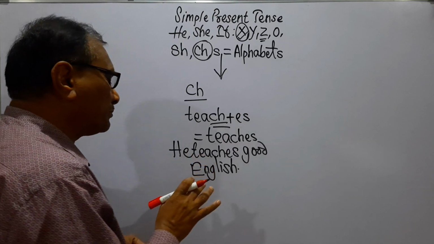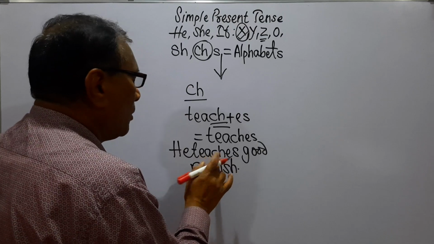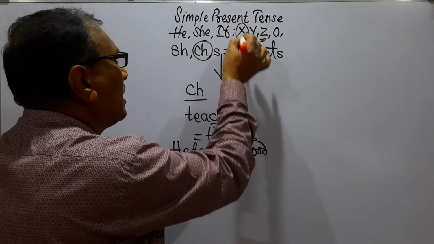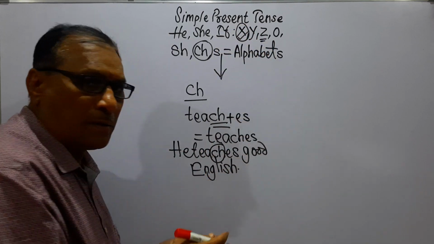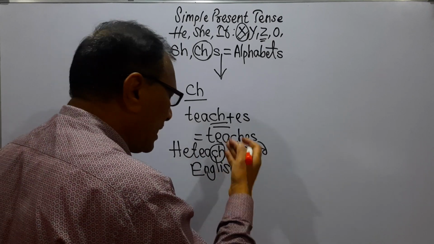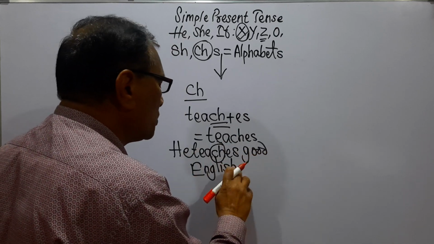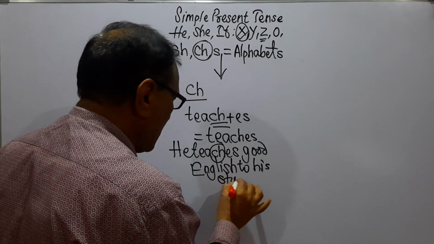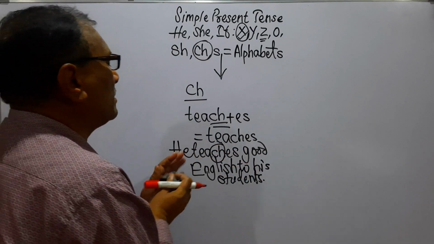So, remember here, this is the he subject. That's why, and at the end of the verb, there is CH, so I used the ES suffix as per the rule. And then I took the object, and we can take the extra words. So, he teaches good English to his students. We can say to his students. So, remember now, this is the example.